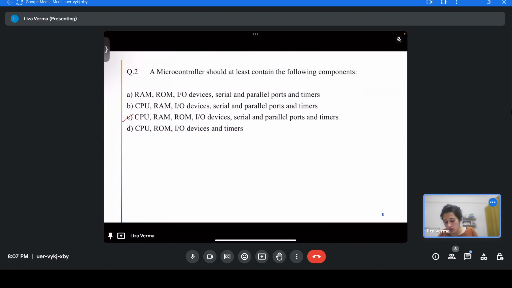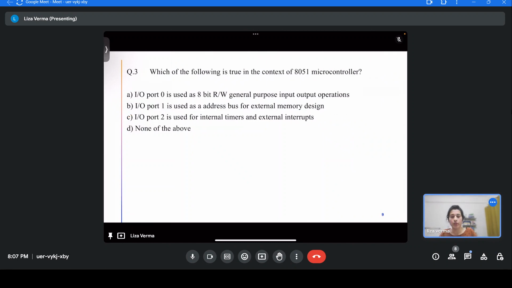Which of the following is true in context of 8051? IO port 0 is used as 8-bit read-write general purpose. IO port 1 is used as address bus for external memory. Port 2 is used for internal timers, external interrupts, or none of the above. Option A. What is port 1 used for?